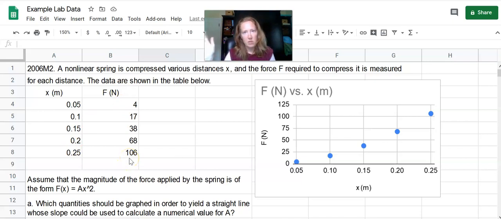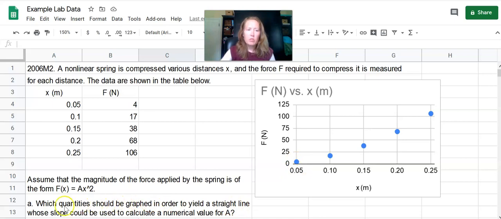You don't need to know the context too much right now, but they say to assume that the magnitude of the force is of this form, basically that it's a quadratic function, and you can see that in the way the numbers are going up. If you graph it, this is me graphing it. You could do that if it was the AP exam. You could quick plot it on your calculator just to double check, but they're telling you the function, so there's no need to do that.